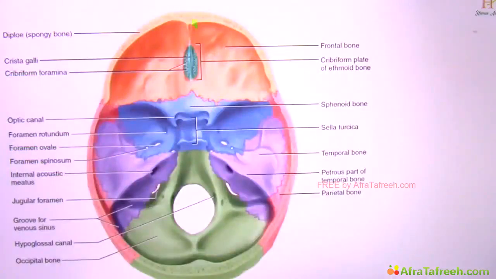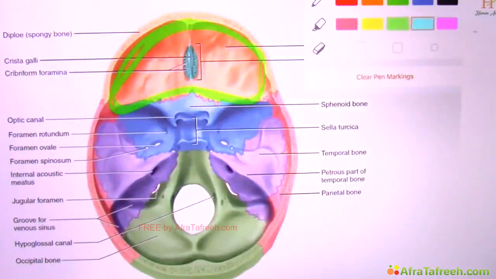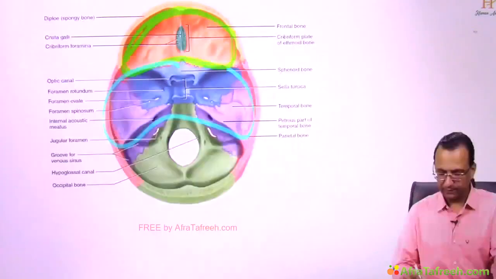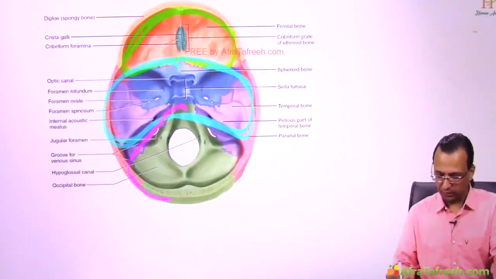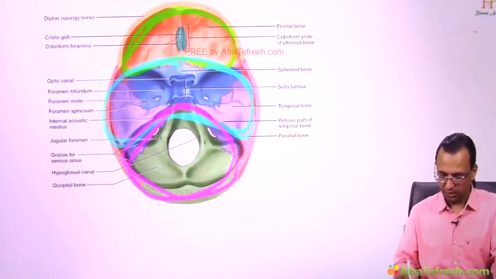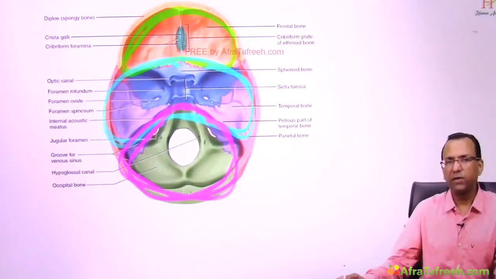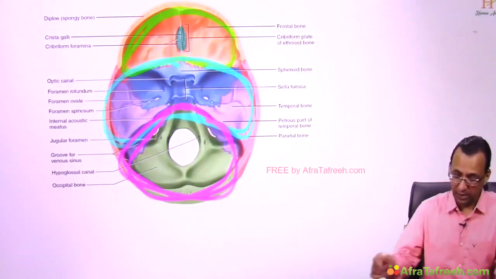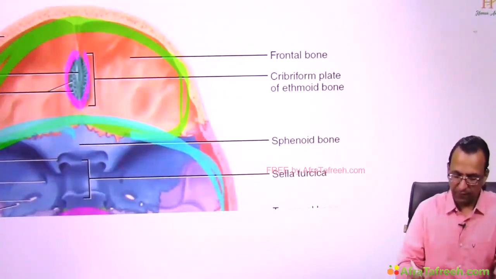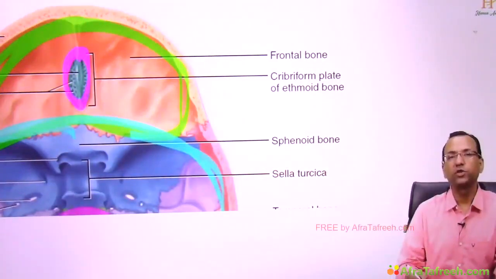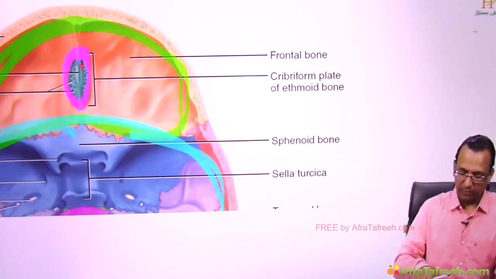This is the floor of the anterior cranial fossa, and there is the floor of the middle cranial fossa, and this is the floor of the posterior cranial fossa. What do you want to know there? I want to know some details. At the floor of the anterior cranial fossa, you see the cribriform plate of ethmoid bone, which is also the roof of the nasal cavity.